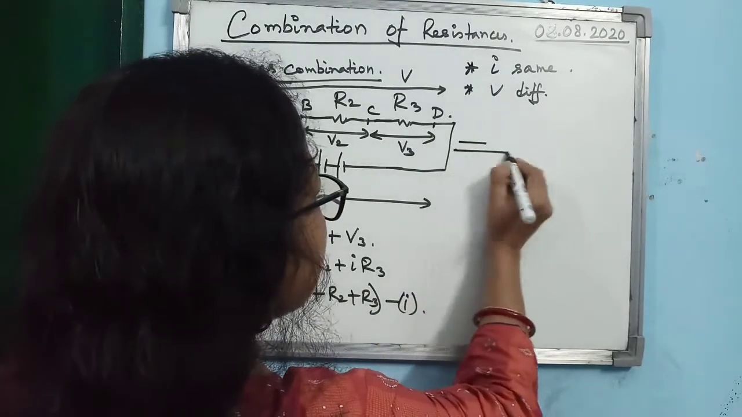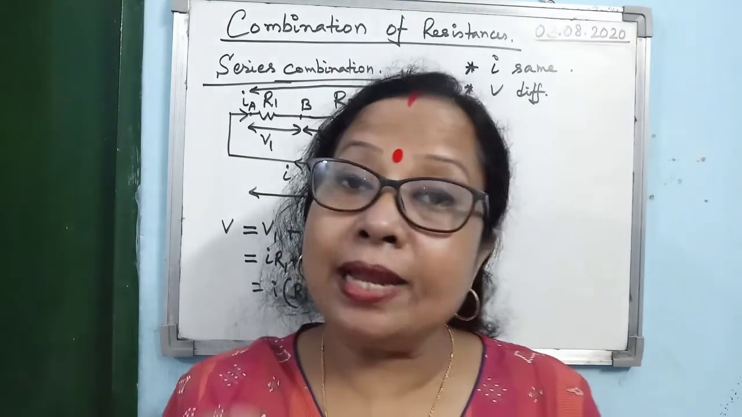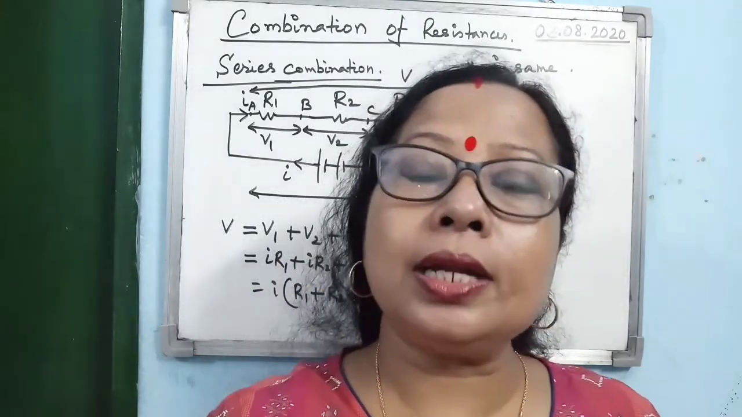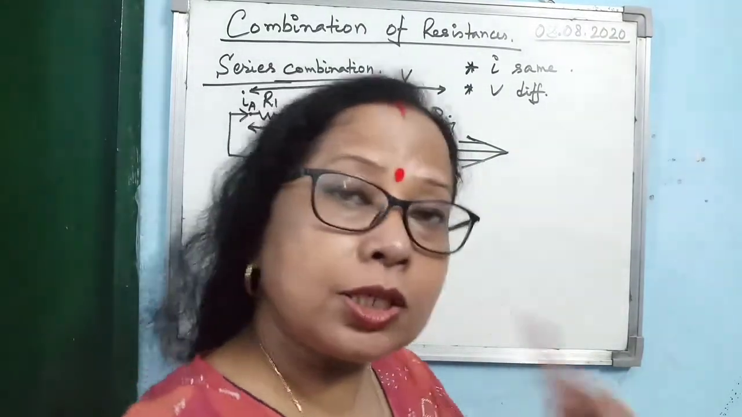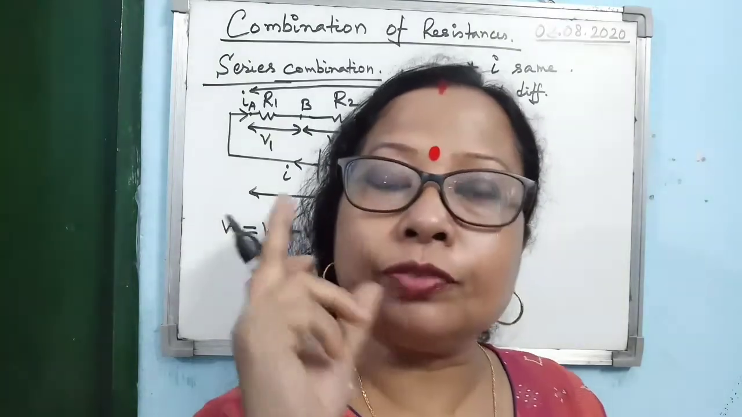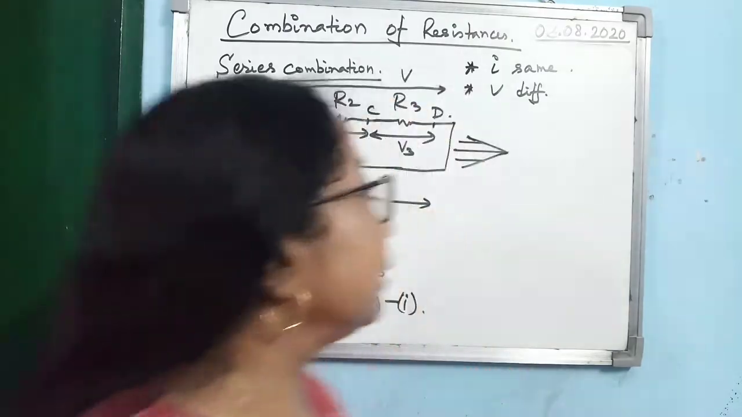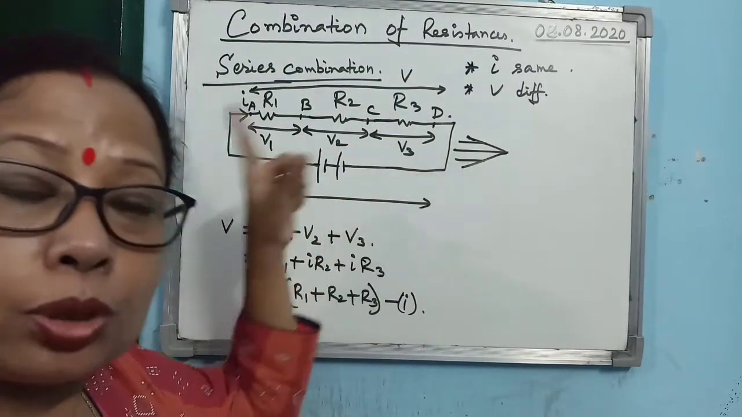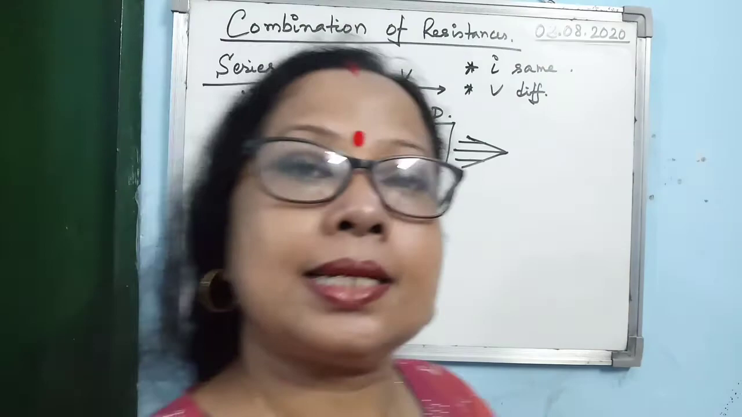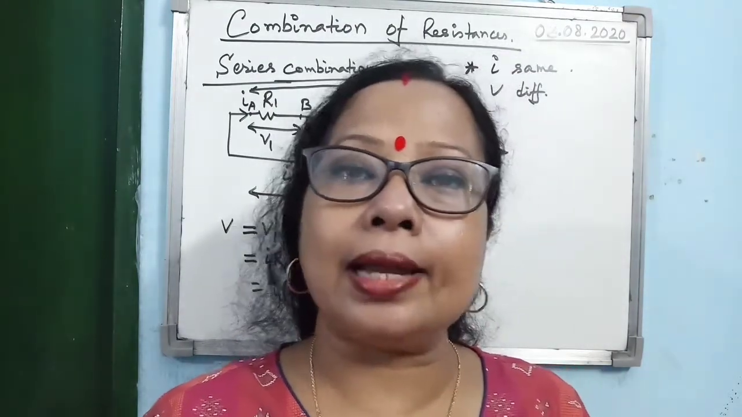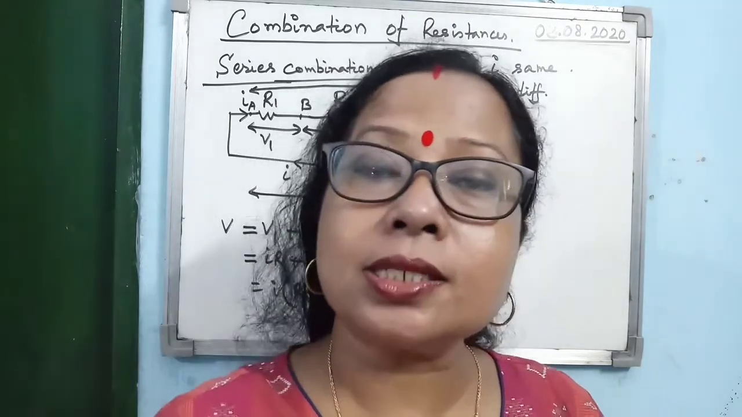Now comes the concept of equivalent resistance. Equivalent resistance is what? In place of the combination, we will use a single resistance. Here you see I have used 3 resistances, but I will not use 3 resistances. Rather, in place of 3 resistances, I will use a single resistance in such a way that the total current and total PD of the circuit remain the same. Then the single resistance used is known as equivalent resistance. So the definition of equivalent resistance will never come in the exam, but the concept is very important.